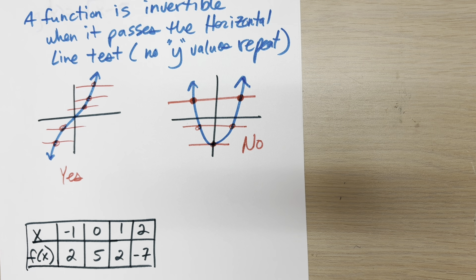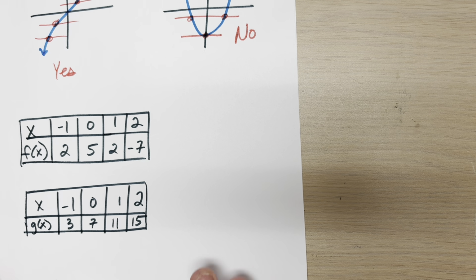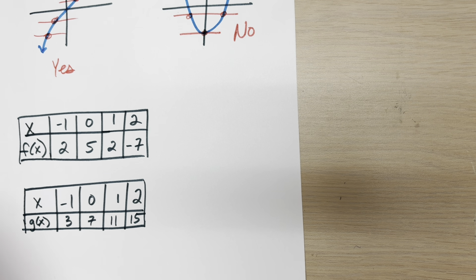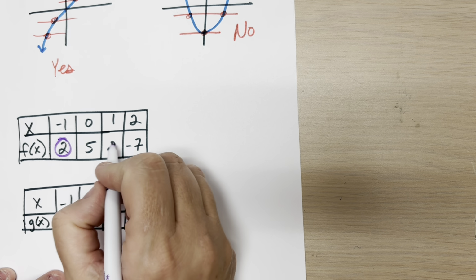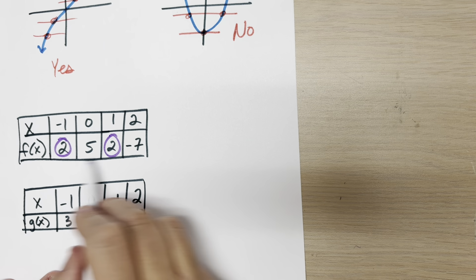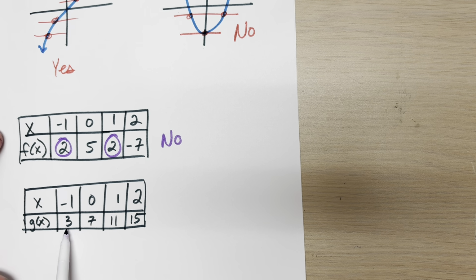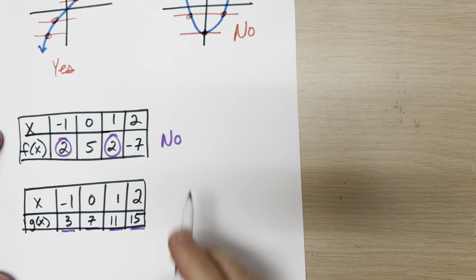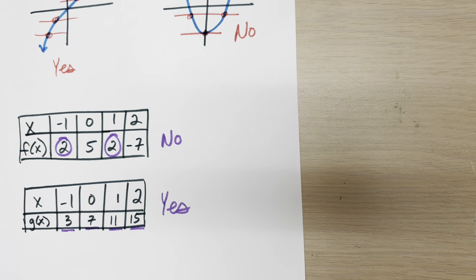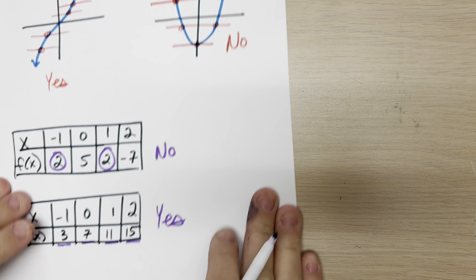All right, sometimes they'll give you tables and they'll ask you if it's invertible from the table. So you're going to examine the y values. Here I'm noticing that 2 and 2 repeat. So since the y values repeat, no, it's not invertible. No y values repeat in the second one, so yes, it is invertible. Isn't this fun? All right.